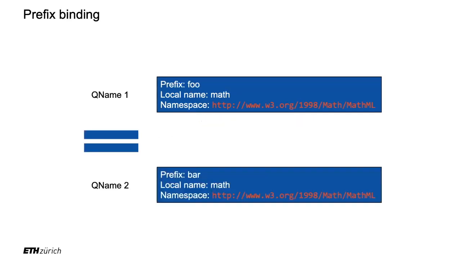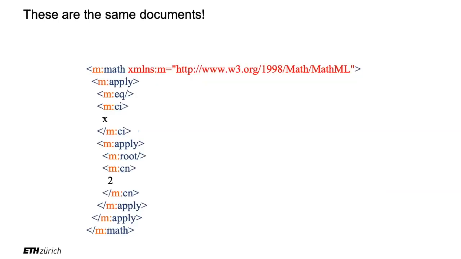So if I give you these two Q names, they have the same local name, they have the same namespace, only the prefix is different, so they are equal. They are the one and same Q name, right? Only the namespace and the local name matter. Okay, so that means that I could do this.